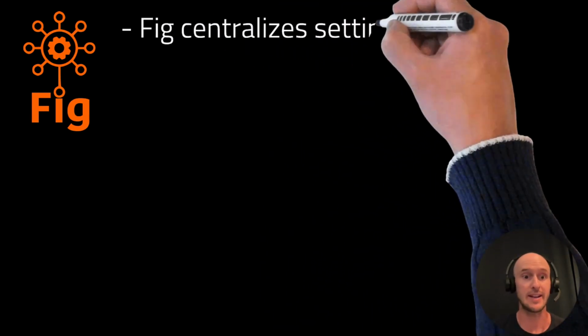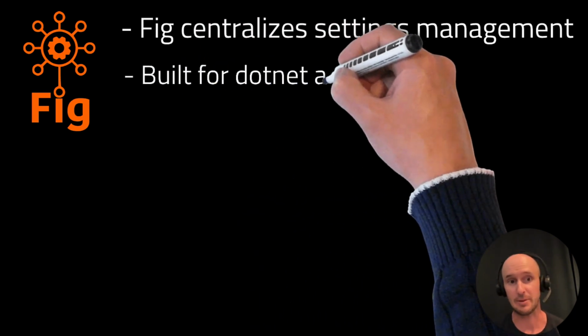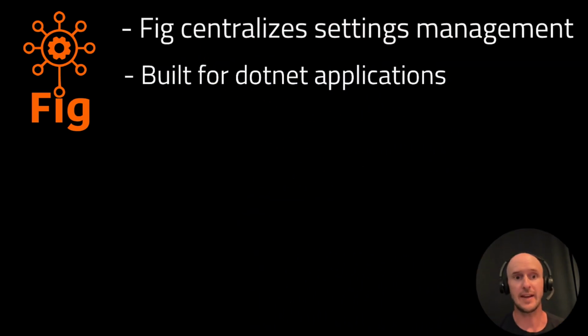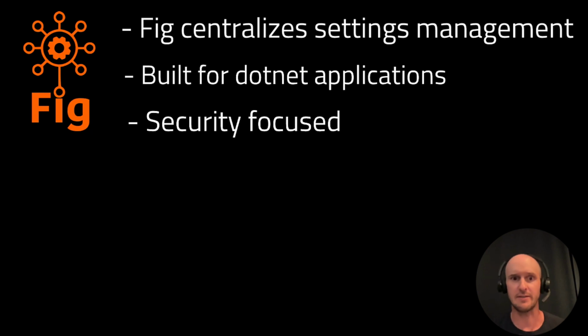So Fig is an application for centralizing the management of settings, allowing settings for many applications to be managed in one place in a secure and intuitive way. It's written in .NET and designed to support .NET applications. The application has been written with security at its core to ensure sensitive values are protected, but also with the aim of simplifying the configuration process and reducing the possibility of configuration errors.